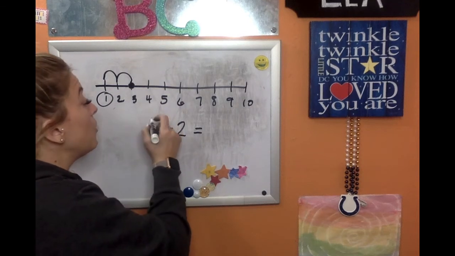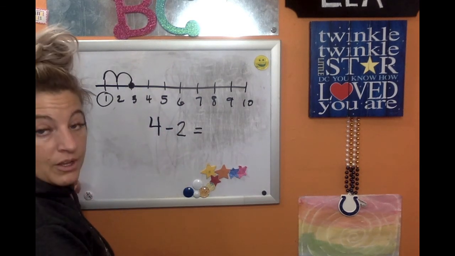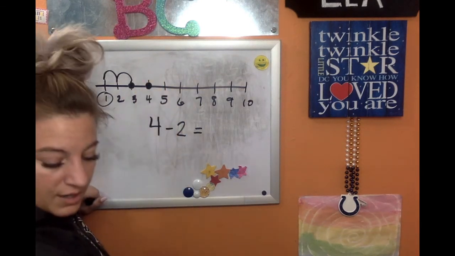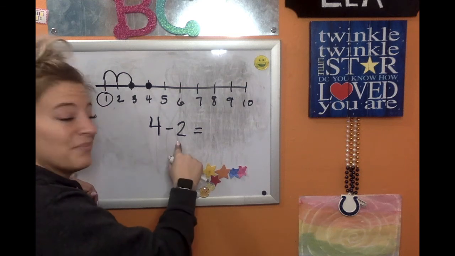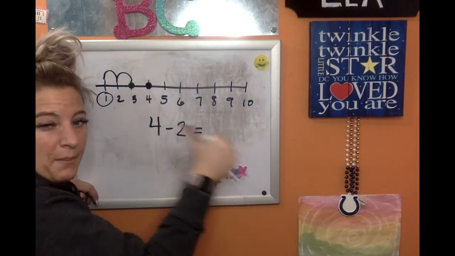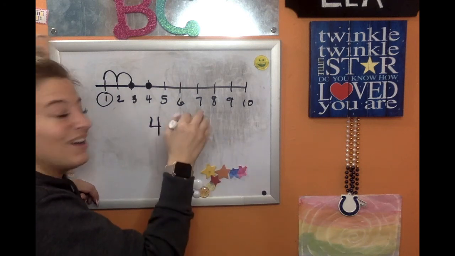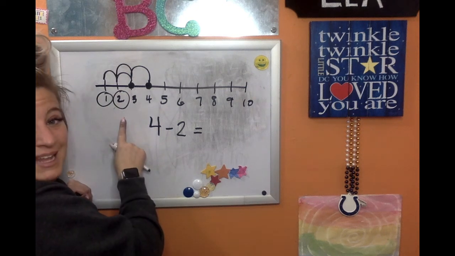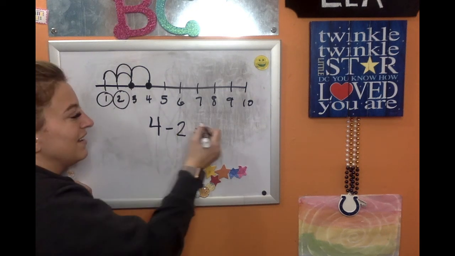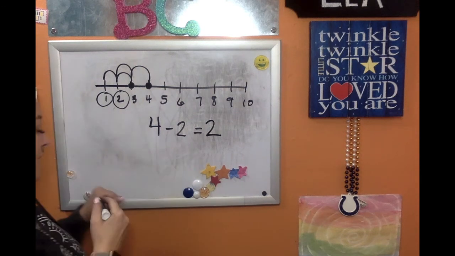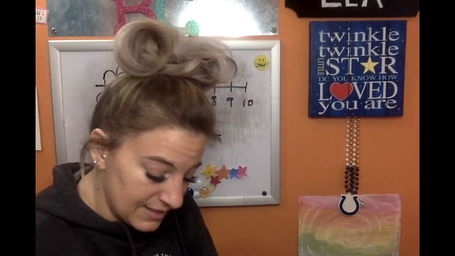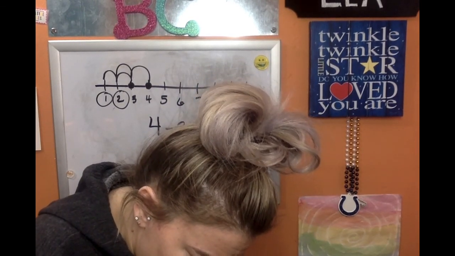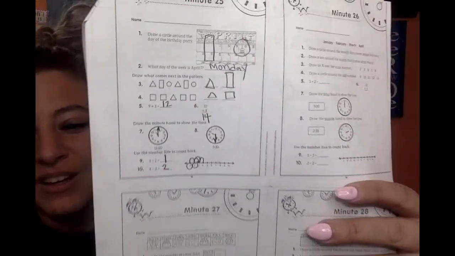Okay, next one is 4 minus 2. So where do we start? We start on 4. Good work. And we're going to do how many hops? 2 hops. Forwards or backwards? Backwards. Here we go. Count with me. 1, 2. What number did we land on? 2. 4 minus 2 equals 2. All right. Let me hurry and write those down on my paper. Okay, there we go. You guys are so good.